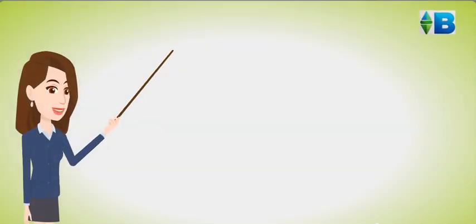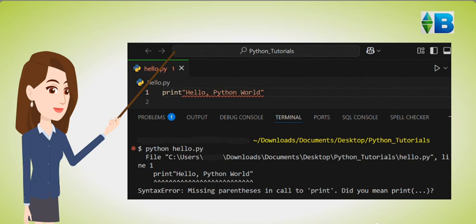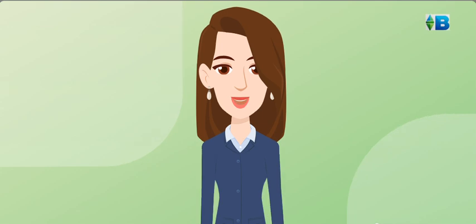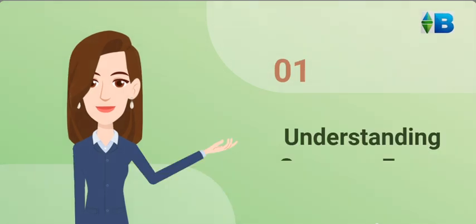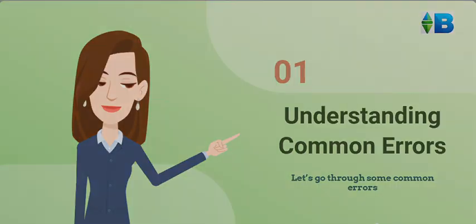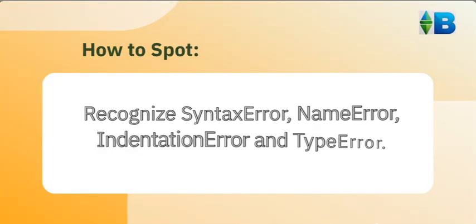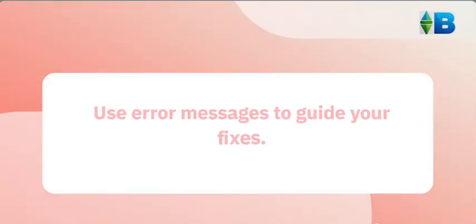Let's say you're writing a Python program, but suddenly an error appears. What do you do? First, don't panic. Errors are just Python's way of helping us write better code. Here are the key errors and how to fix them. Understanding errors in Python helps us improve our code. How to spot and recognize syntax error, name error, indentation error, and type error. Use error messages to guide your fixes.